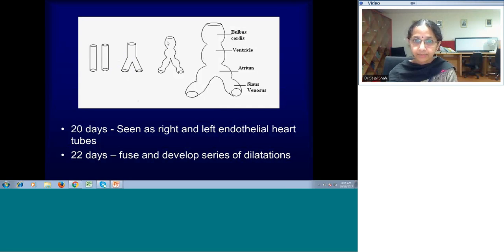Over time, these tubes develop bulbous dilatations, and by 22 days, you have the dilatations developed and also the fusion which has happened on most of the part of the heart tubes. This is the caudal aspect, and this is what is called the sinus venosus. As we go above, this is the atrium, this is the ventricle, and this is called the bulbus cordis. The detailed subparts we will see a few slides later.